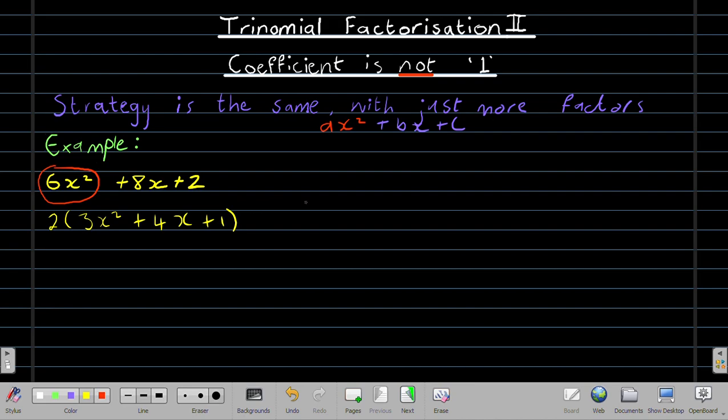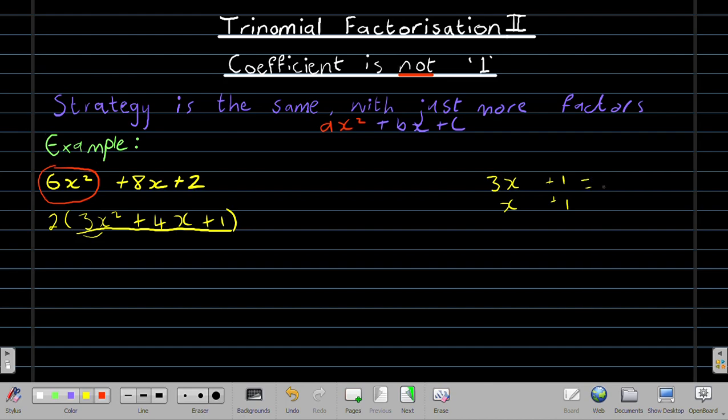Alright, so basically what we're going to be factorizing is this part right here, which is basically much more simplified. So let's write down the factors. The factors of this part right here are going to be 3x and x, and the factors of this part here are simply going to be 1 and 1. And just as I said, the strategy remains the same. So if you have a plus and a plus here, that means that here you're going to have a plus and a plus.